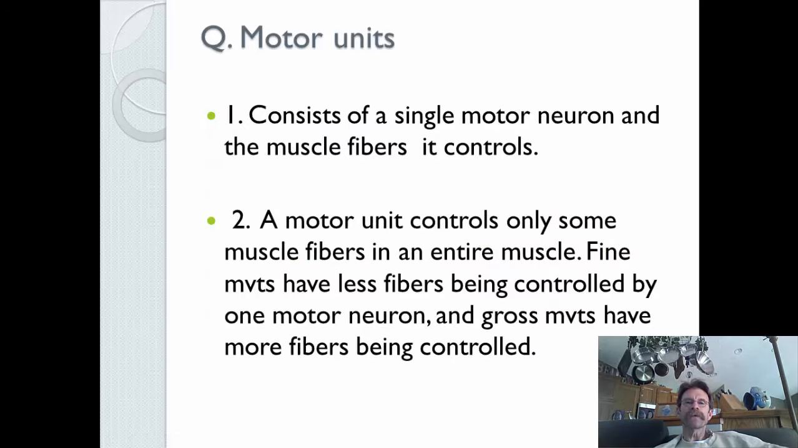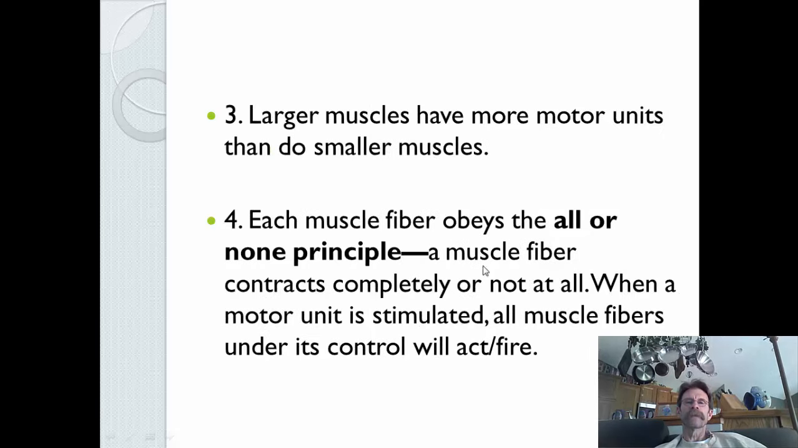So let's see, that's what we were saying right here. Fine movements have fewer fibers being controlled by one motor neuron. Gross movements have more fibers being controlled. And it makes sense too. Larger muscles will have more motor units. Smaller muscles will have fewer.